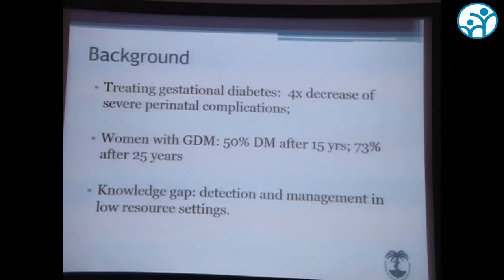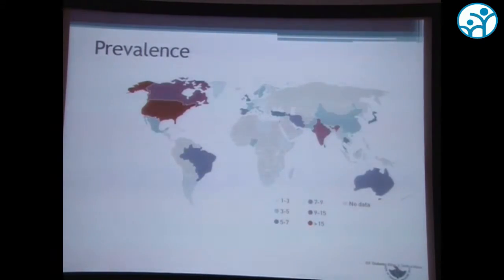We have a challenge that we are missing or lacking prevalence rates in a lot of countries. But another knowledge gap is really to know how gestational diabetes is detected and managed in low and lower middle income countries. When we look at the prevalence map of IDF, you see there are a lot of blank spaces on the world map.